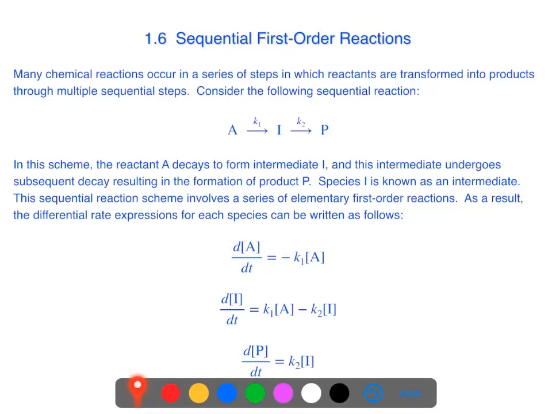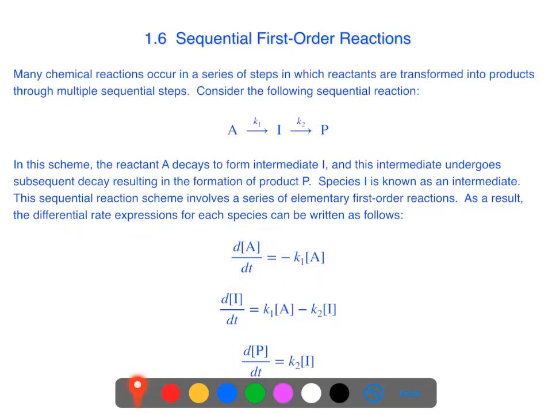As a result, the differential rate expressions for each species can be written as follows. We can express the rate of change of the concentration of A with time as being equal to minus k1 times the concentration of A. And again, recall that the negative sign just indicates whether something is being consumed or formed. And so A is being consumed, it's decaying to the intermediate.